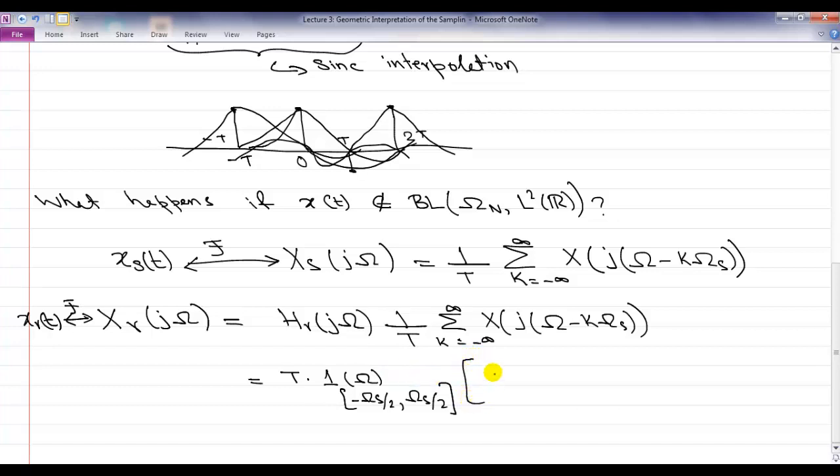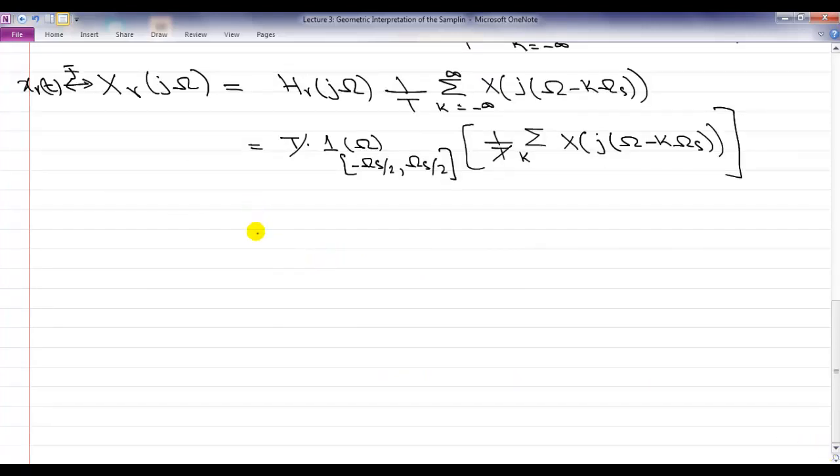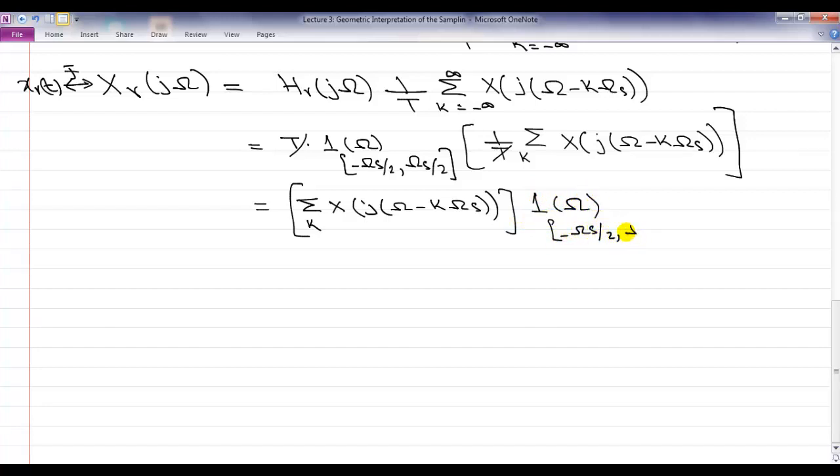So we have that 1 over T times the sum of X(j(ω − kω_s)). Our T cancels, and what we are left with is the summation over k of X(j(ω − kω_s)), and outside of that is this indicator function from −ω_s/2 to ω_s/2.